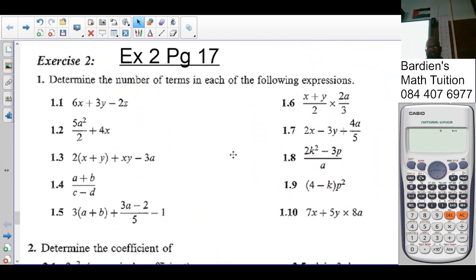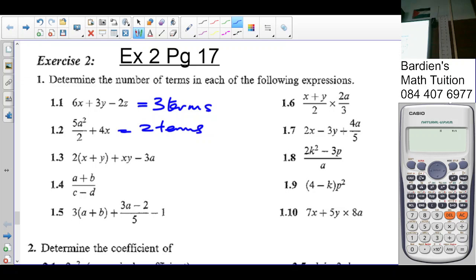Exercise 2, page 17. Okay, so what's the first answer? 3 terms. Right? Yeah. The next one? 2 terms. The next one? 3 terms. Number 4? Are you sure? Who says something else? Okay, then it must be 1. Next one? 3 terms, yes.